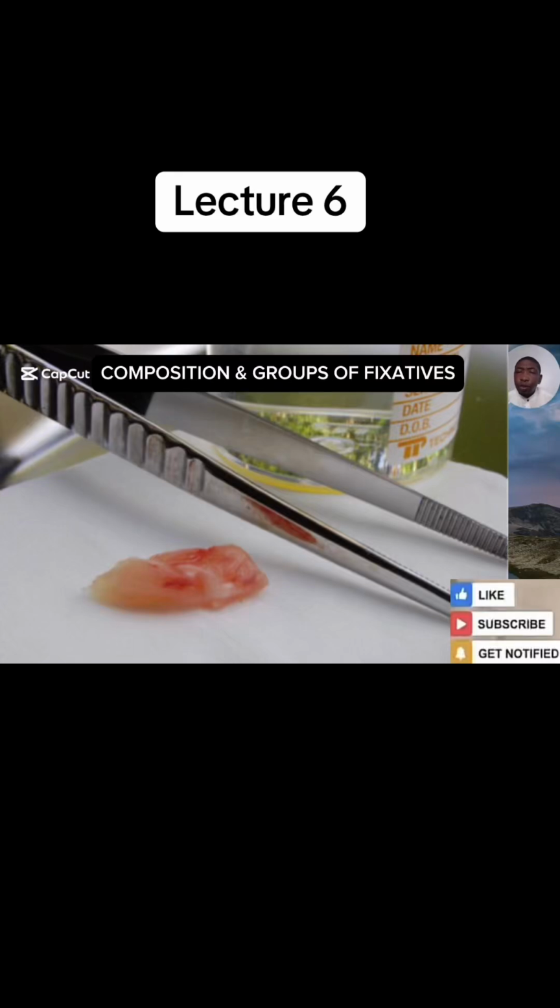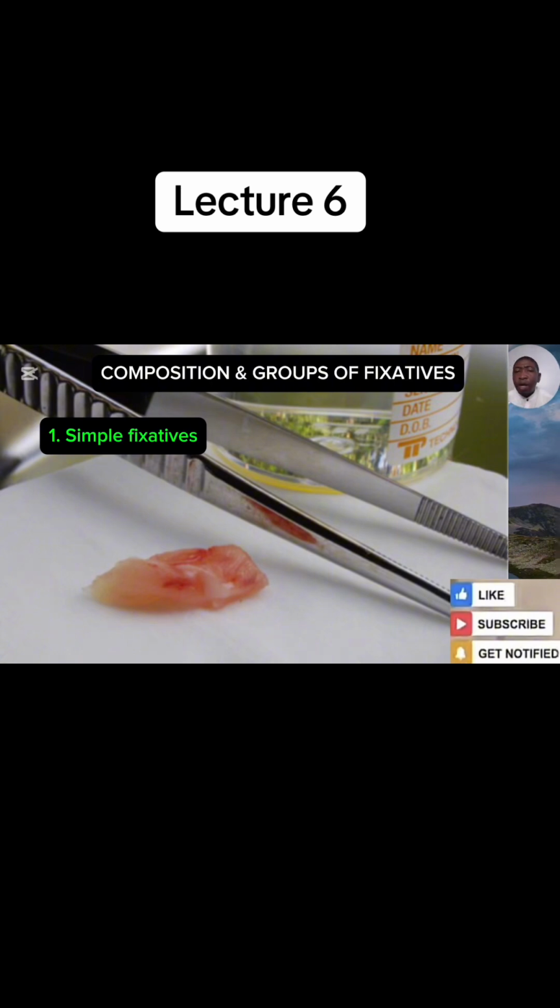Welcome back. Today we're talking about fixatives according to composition. So we are grouping, or classifying, fixatives based on what they are made of. Simple fixatives are fixatives that consist of a single active chemical agent. These fixatives are either used alone or as components in compound fixatives. Simple fixatives can be further categorized based on their mode of action.